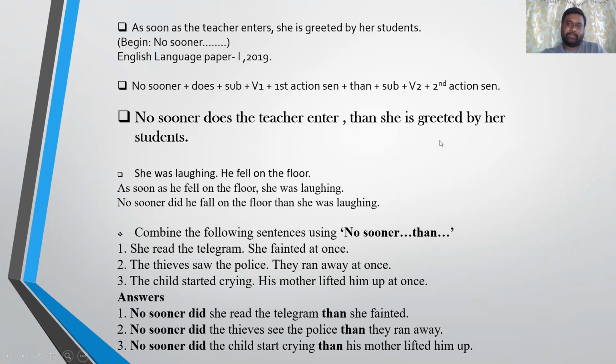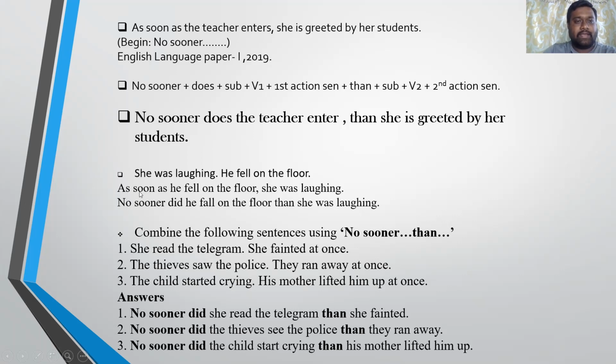What if the question is asked differently? Usually questions might arise in any way. Now, what if the question is being asked: combine the following sentences without using and, but, so. This is a compulsory 4 marks question for your board examination. Now, what if I ask you a question: she was laughing. He fell on the floor. So you can write the answer in two or three ways.